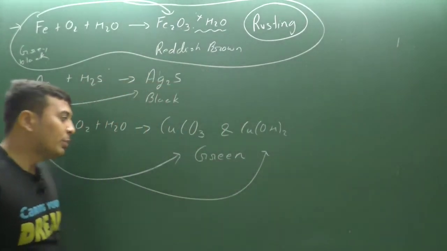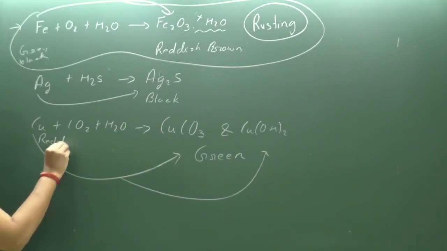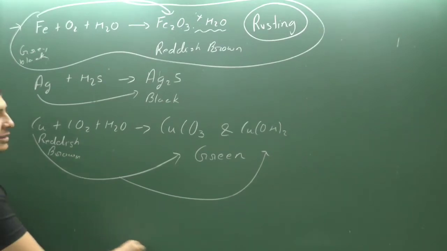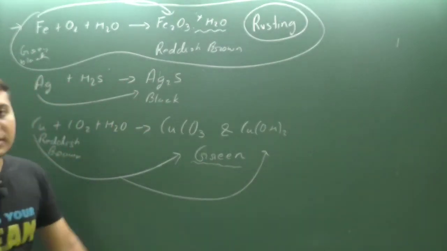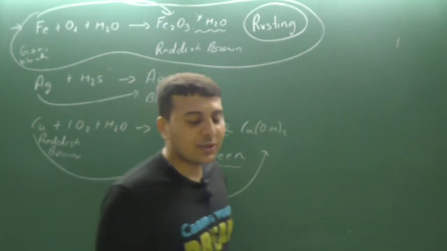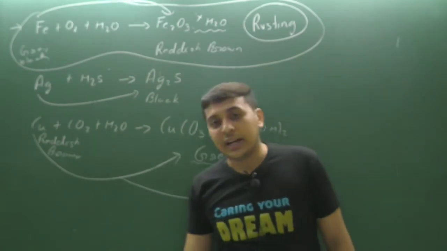What is the color of copper? The copper metal is reddish brown, but the reddish brown color of copper gets converted into green color. That is rusting, corrosion, my mistake, that is corrosion. Rusting can only be used for iron.